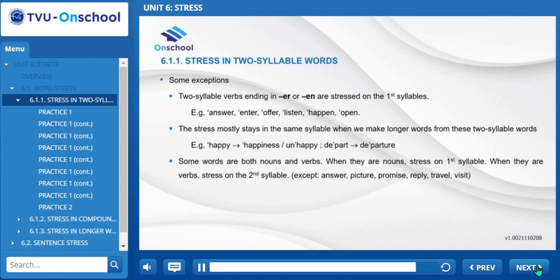Here are some examples in the case that you change the stress. Record, record, desert, dessert.